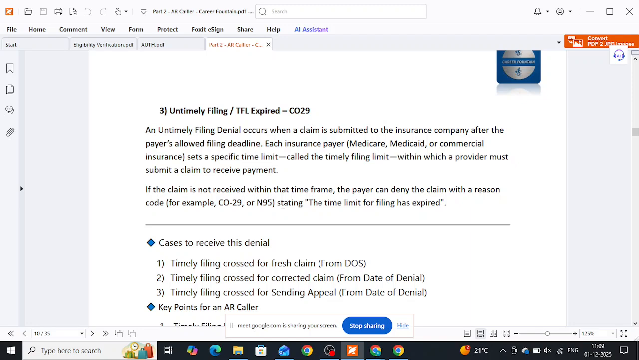Normally, if such a file is not there, then for any insurance, whenever you are calling for any purpose, ask them how much their timely filing is and write it in that Excel sheet for future purposes. Generally they do not change the timely filing limit for a long time. We can follow that.